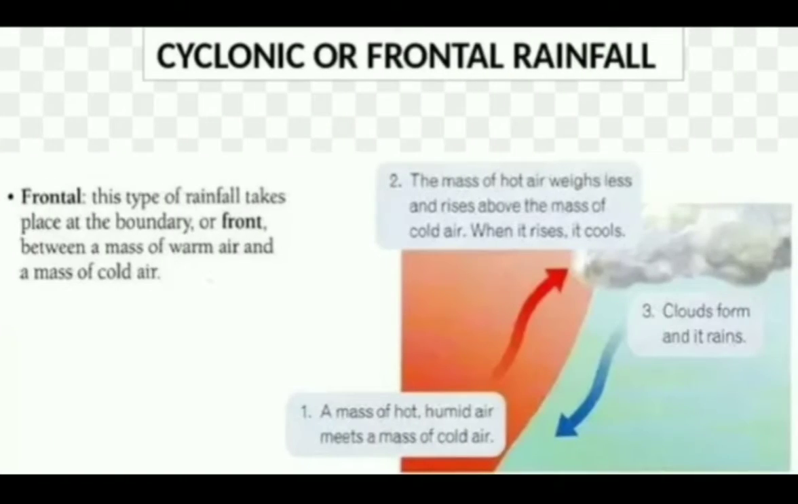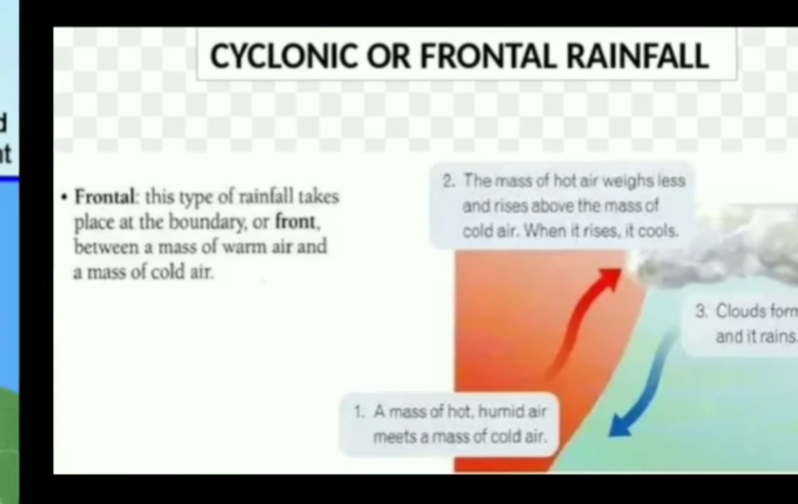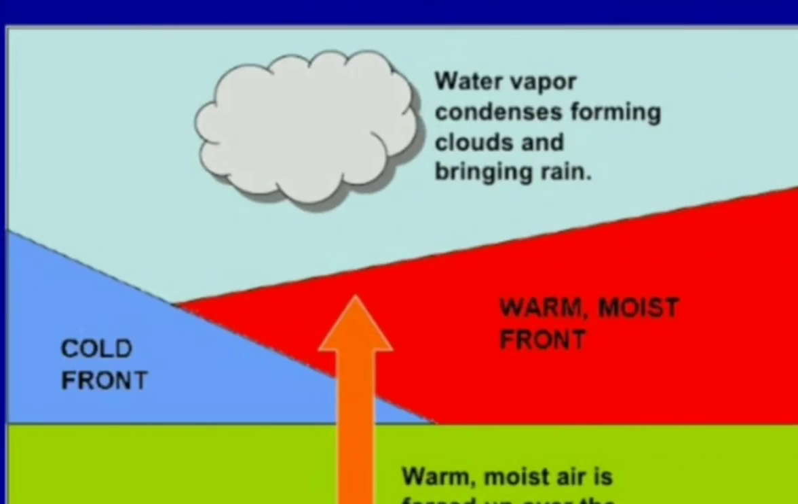So finally you can see this final diagram. A mass of hot humid air meets a mass of cold air. The mass of hot air weighs less and rises above the mass of cold air. When it rises, it cools and clouds form, and from these comes rain. So this type of rainfall always happens where the warm and the cold air meet together, known as cyclonic or frontal rainfall. Let's move towards the next one.